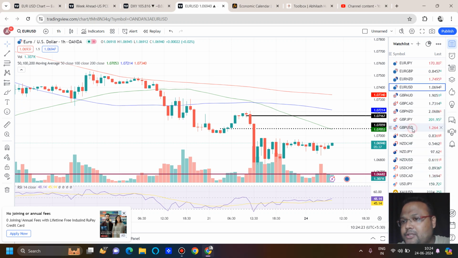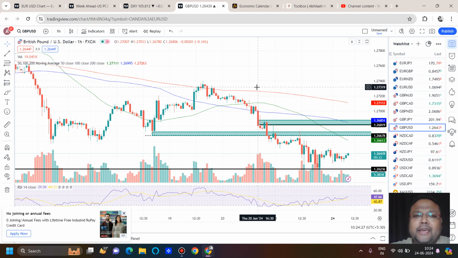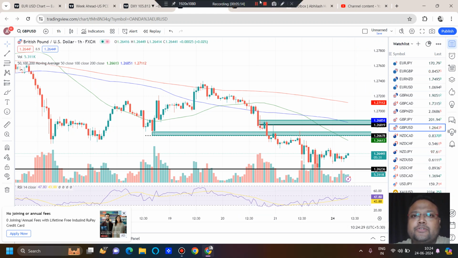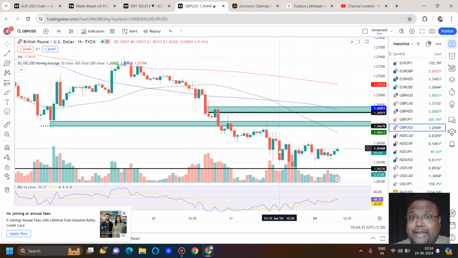Now let's look at the chart of British pound US dollar, popularly known as the cable. Here also we have a similar trading strategy. After the fall here, we are looking for sell on rise because sellers are dominating, technically at least, and the market sentiment is also bullish for DXY. So considering everything, if we look for a sell at resistance, it seems to be a safe trading strategy.